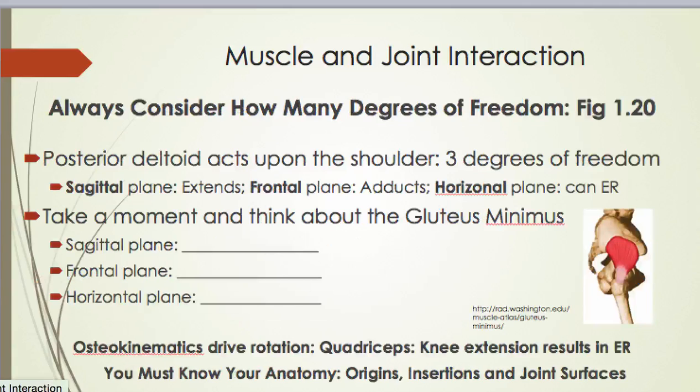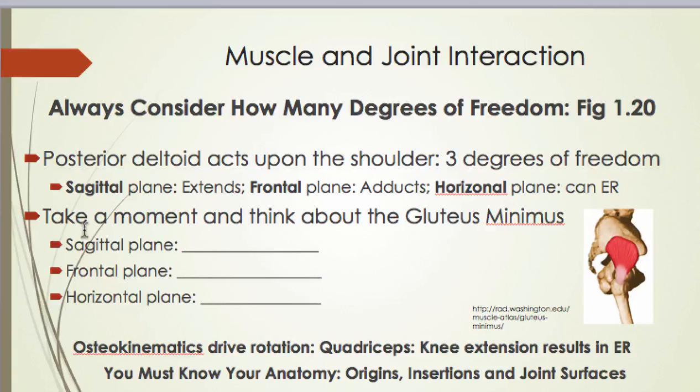Okay, muscle-joint interaction. We always have to consider how many degrees of freedom there are within a joint. If we take a look at figure 1.20, they're illustrating here the posterior deltoid muscle. The posterior deltoid muscle does several things in 3 degrees of freedom. Even though it's a straight muscle, it is not so clean in that it does only one thing. It potentially does multiple things to the joint.